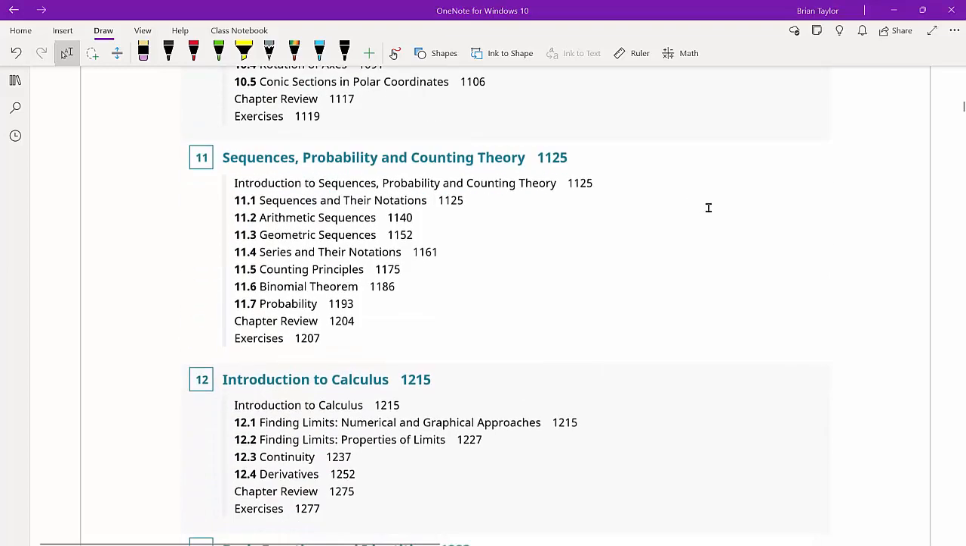Finally, we have a chapter on sequences, probability, and counting theory, sometimes called combinatorics, followed by a chapter which is essentially the first part of calculus itself. So finding limits, what is continuity, and then derivatives, which is kind of the first part of calculus itself.